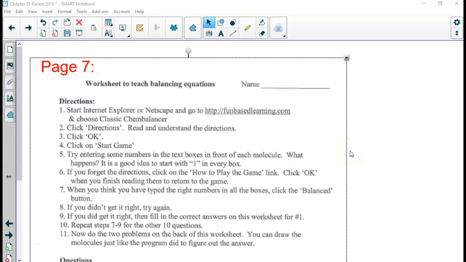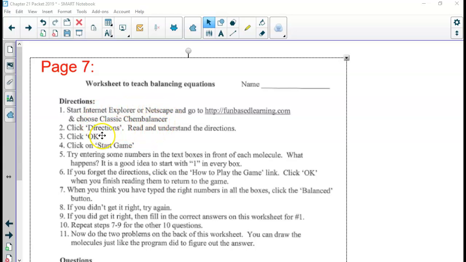Hey guys, this is Miss Went, and I want to show you how to do page 7 of your packet. So it should look like this. It says go to this link here, funbaselearning.com, and we're going to do an activity called Classic Chembalancer.